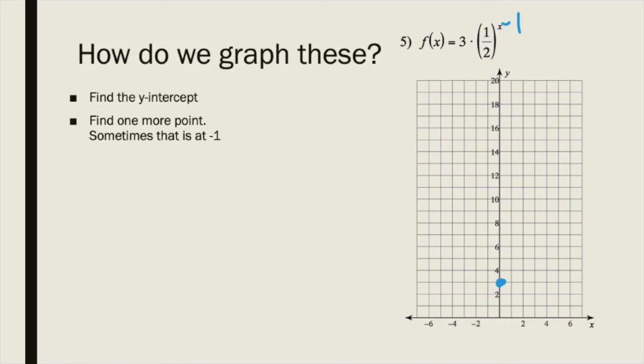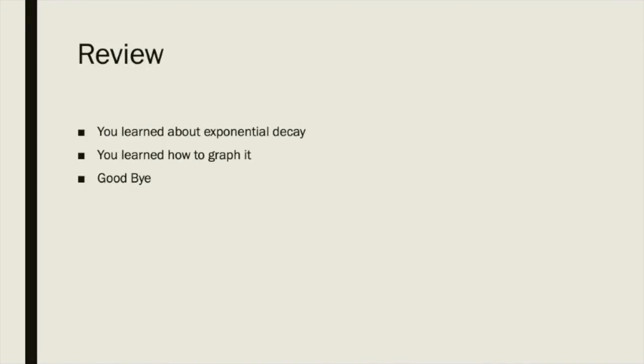Here we go. And the asymptote, well, we had that in number 1. The asymptote's right there. We know it's decay because we have a half there. So we know it's going down. It's going to get close to that x-axis. So that means it's going to start up here and get really, really close to the x-axis. Arrows on that. All right, we learned about exponential decay. Learned how to graph it. All right, goodbye.